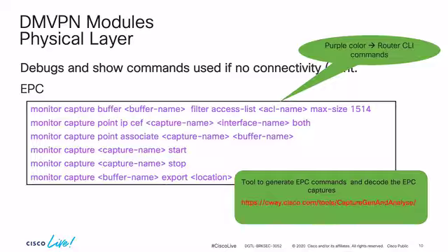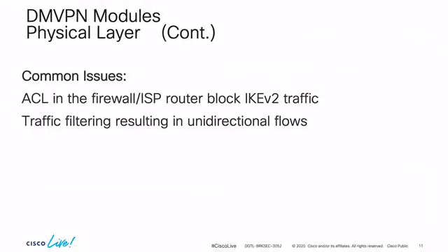So let's take a look at some of the common issues in the physical layer. You may have some kind of firewall between the hub and the spoke, and you have an ACL in the firewall, or the ISP router, which is blocking either GRE traffic if you don't have encryption in your DMVPN setup, or it could be blocking ESP or IKEv2 traffic in case you are using encryption. Another very common issue that we have seen is traffic filtering, which results in unidirectional flows. We're going to talk about it in detail in the slides to come.